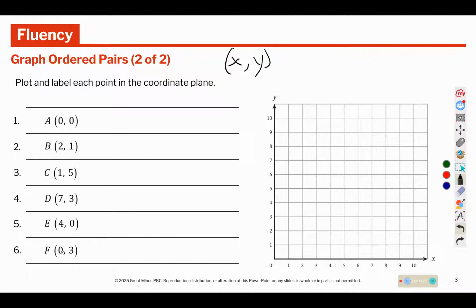So to get to the point 0, 3, I moved 0 in the x direction and 3 in the y direction. And I will label that point with the letter F. Continue graphing the remaining points.